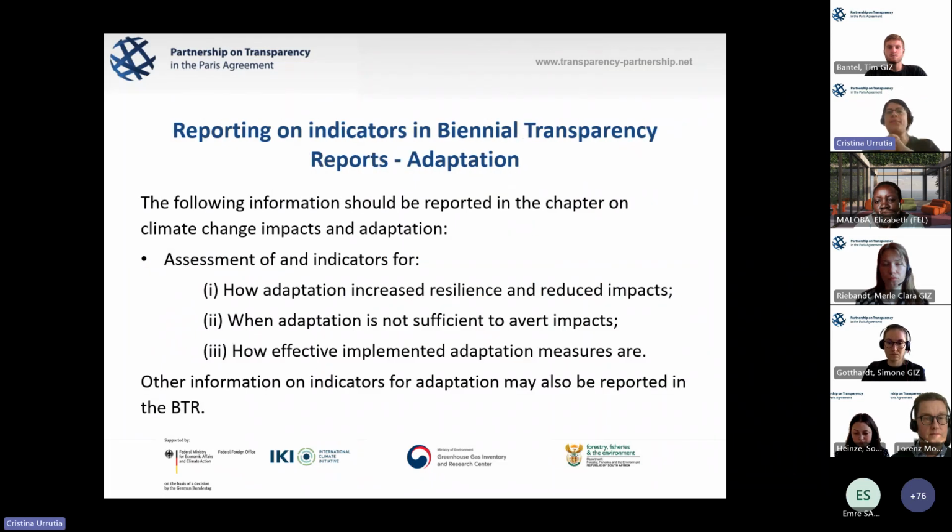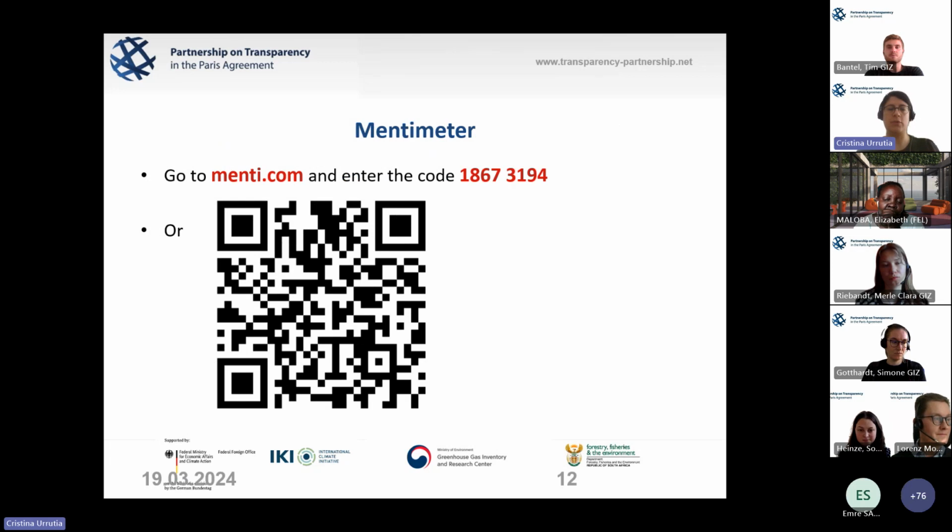And finally, adaptation. No, not finally, but adaptation is also a very, very important aspect of climate action, and it is addressed in the enhanced transparency framework and also in the knowledge product. So here you have an overview of the information that would need to be reported for adaptation. For example, how adaptation increased resilience and reduced impacts, when adaptation is not sufficient to avert impacts, and how effective implemented adaptation measures are. So for adaptation targets, there are also examples in the knowledge product, and I wanted to also make reference again to this intervention logic framework, because this can be helpful for identifying relevant indicators for tracking progress in adaptation actions. Yes, so that is my presentation on NDC progress indicators.